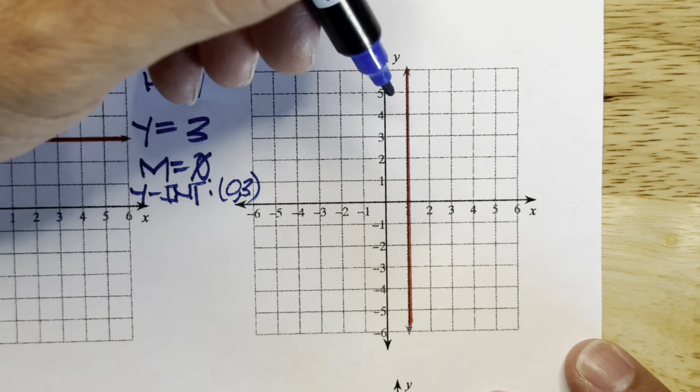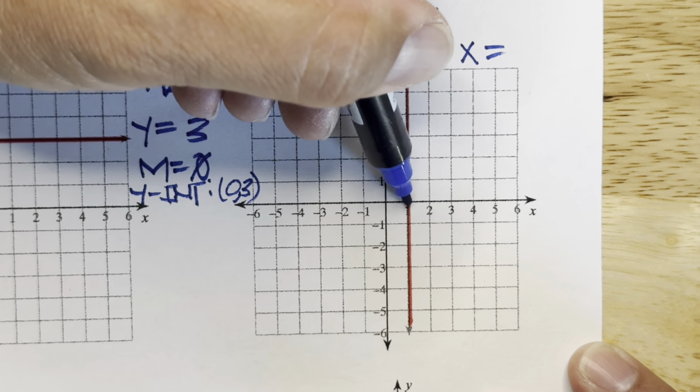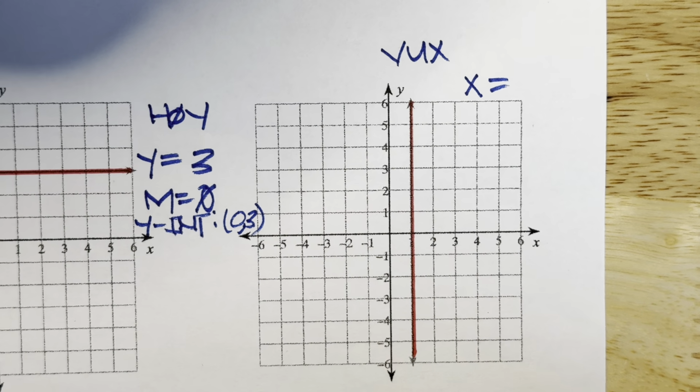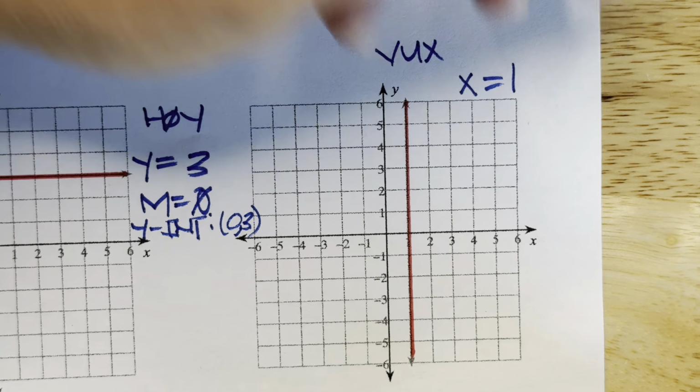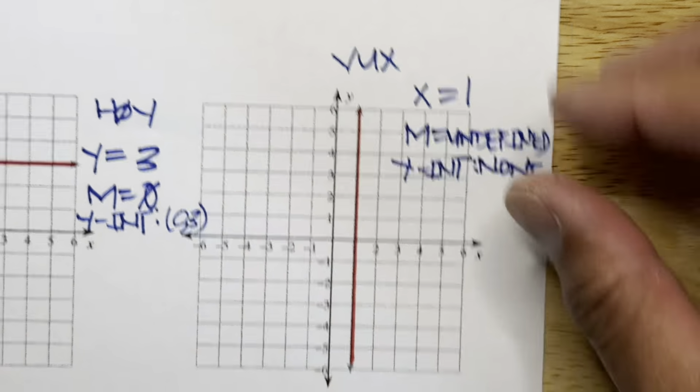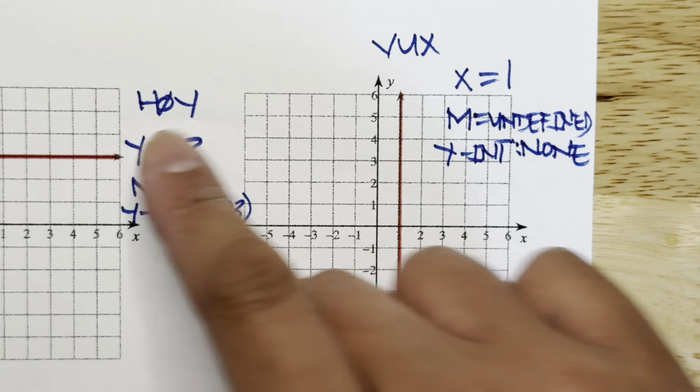All right, so this one is going vertically, so this is a VUX problem. So our equation is x equals, and it crosses the x-axis at 1. So x equals 1. Our slope, u, is undefined. Don't say 0, don't say none. The slope is undefined. And the y-intercept, well, this one doesn't cross the y-axis, so it is none. Hopefully you could read my writing, because I'm going super quick, because we could do these super quick now because of VUX and HOY, these two words.